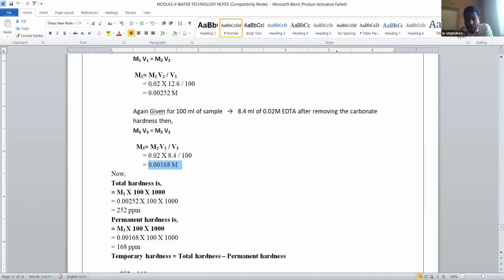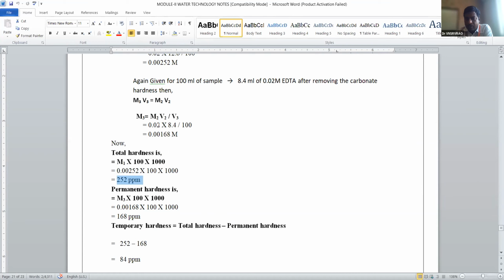Taking molarity M1, 0.00252, it is multiplied by 100 into 1000. The 100 is the molecular weight of CaCO3, and to calculate the hardness of the water per liter it is multiplied by 1000. Finally we get 252 ppm. For the second molarity, M3 is equal to 0.00168, and it is again multiplied by 100 into 1000 to get 168 ppm. So the total hardness is 252 ppm and the permanent hardness is 168 ppm.